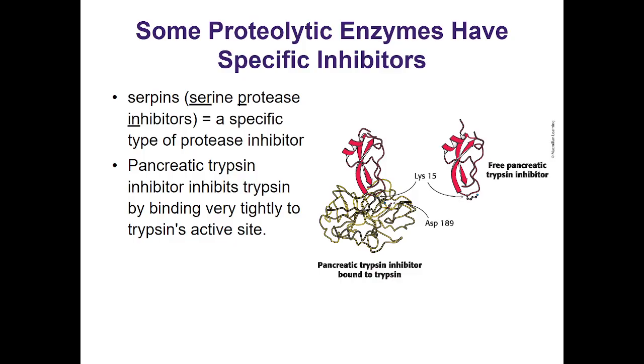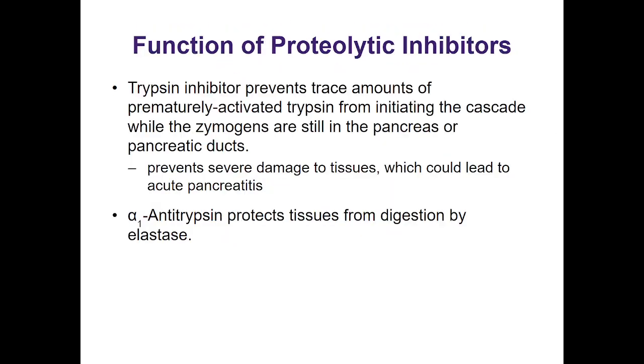Mm-hmm. You got it. Competitive. Okay, so the function of proteolytic inhibitors: the trypsin inhibitor is going to prevent traces of prematurely activated trypsin from initiating that cascade, where the zymogens are still in the pancreas or the pancreatic ducts. It's going to prevent severe damage to tissues.